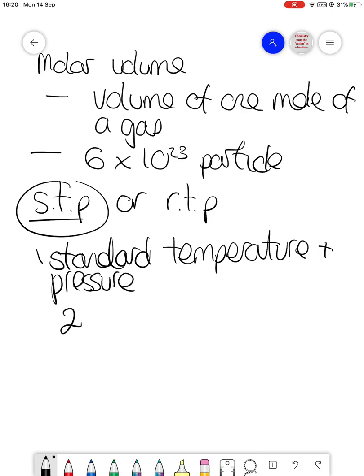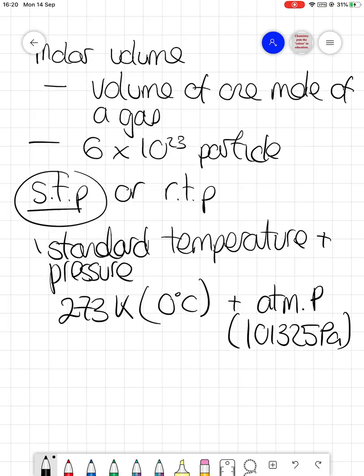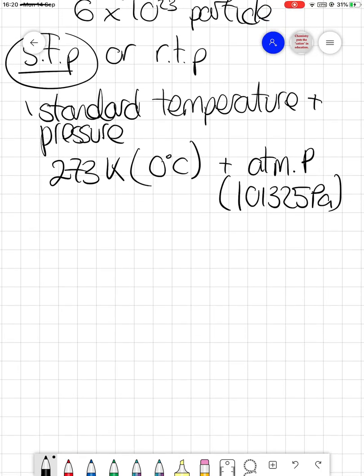So standard temperature is 273 Kelvin, which is 0 degrees Celsius, and its atmospheric pressure, which is 101,325 pascals. Now you won't be asked for these values, but you need to know the molar volume at s.t.p, which we're going to use in our triangle today.